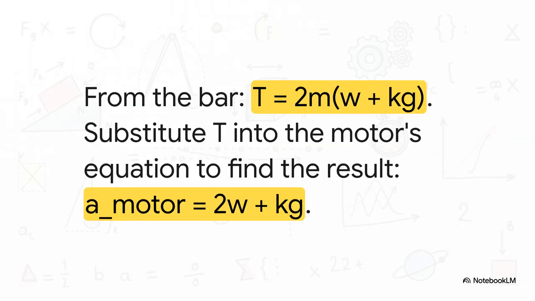All right, let's do a little algebra. From that first equation, we just move the friction term over to the other side, and we find that tension is 2m times the whole quantity W plus kg. Simple enough. Now, we take this whole expression for T and substitute it into our second equation. And watch this. This is pretty neat. Every single term has a little m in it, so they all cancel out. A little bit of cleanup, and we're left with a nice, clean expression for the motor's acceleration. It's just 2w plus kg.